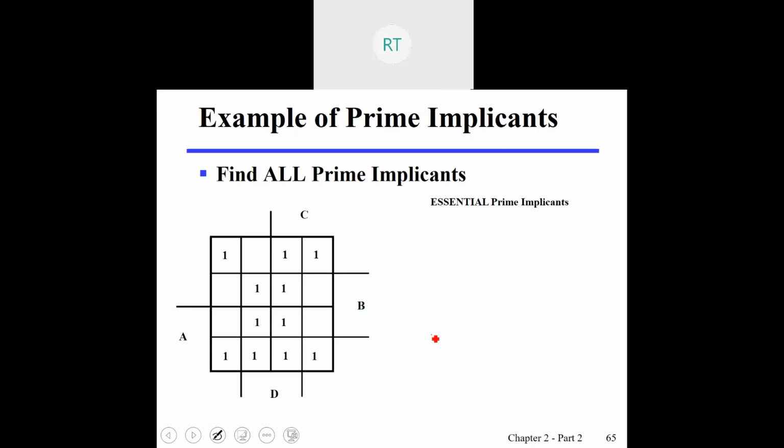Find all the prime implicants. If you look at this figure, these are the K-maps. I want someone to tell me what are the minterms that I have ones in them. Can anyone tell me, please?